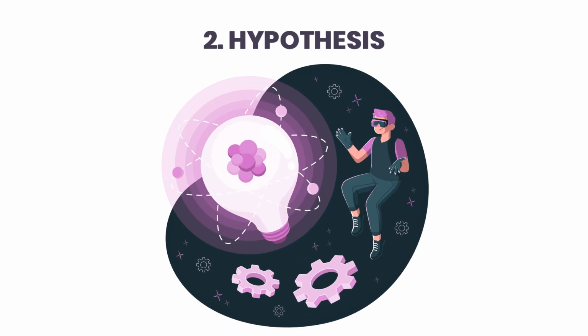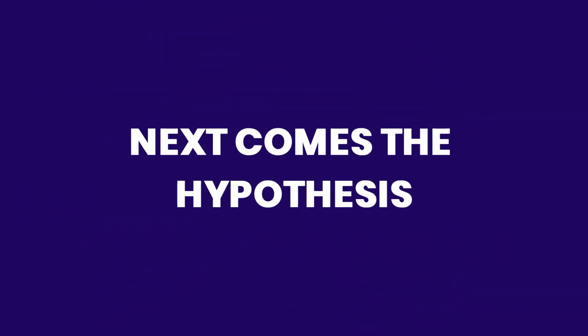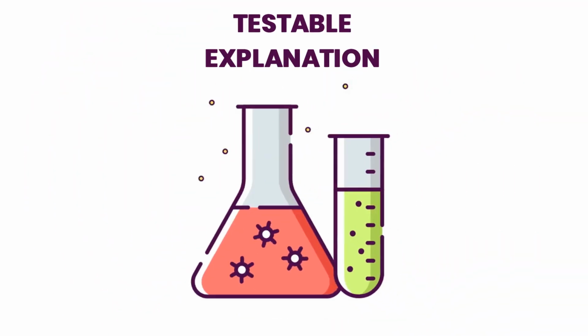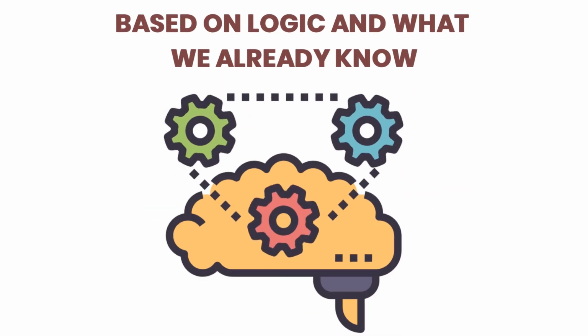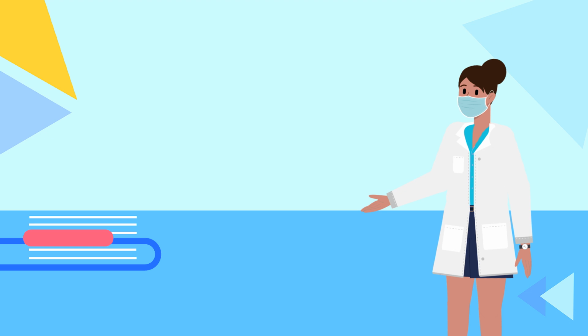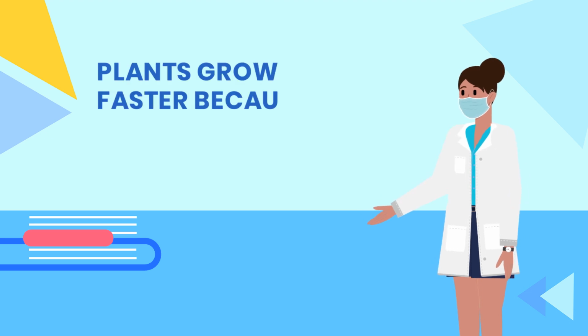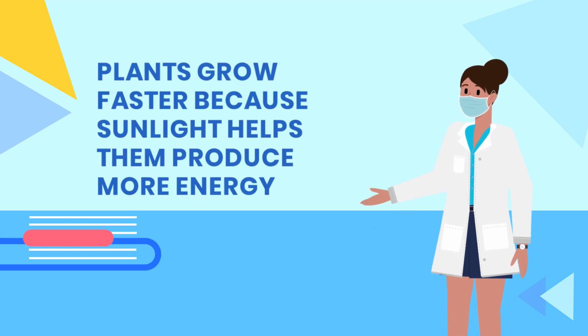2. Hypothesis. Next comes the hypothesis, a smart guess. A hypothesis is a testable explanation for what you've observed. It's not just a random idea. It's based on logic and what we already know. In our plant example, the hypothesis might be, plants grow faster because sunlight helps them produce more energy.